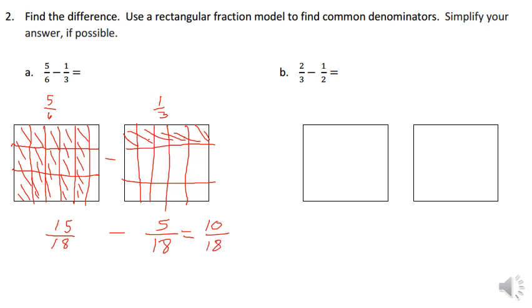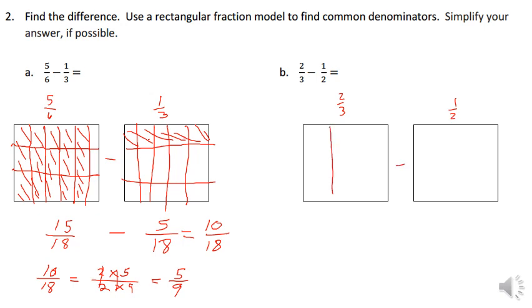Now it says up here to simplify your answer if possible. So we have 10/18. The way I like to simplify is to pull out factors. I can see both of them are even numbers, so I know they have factors of 2. So I'm going to go 2 times 5 and 2 times 9, because 2 times 9 is 18. If I take out the common factors, I know my simplified form is 5/9.